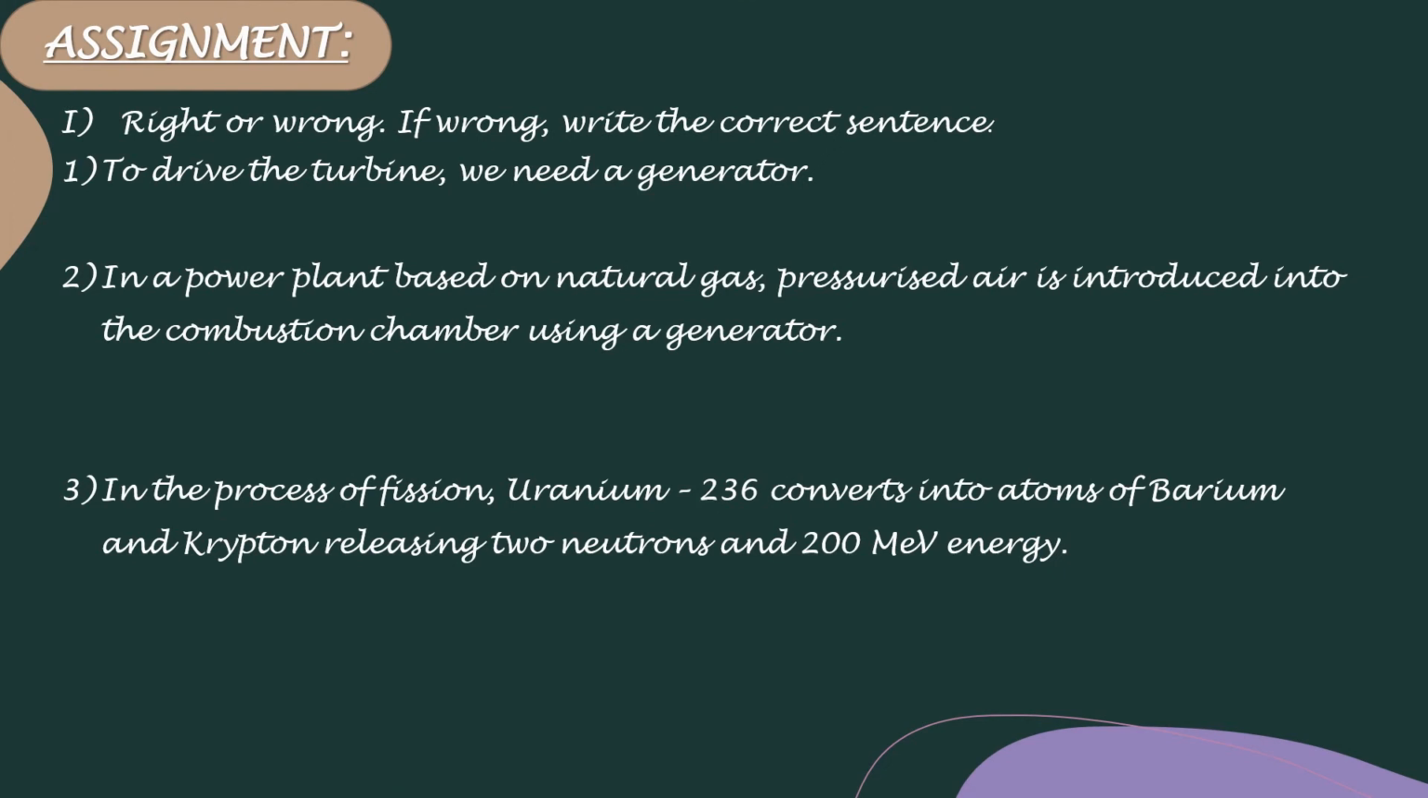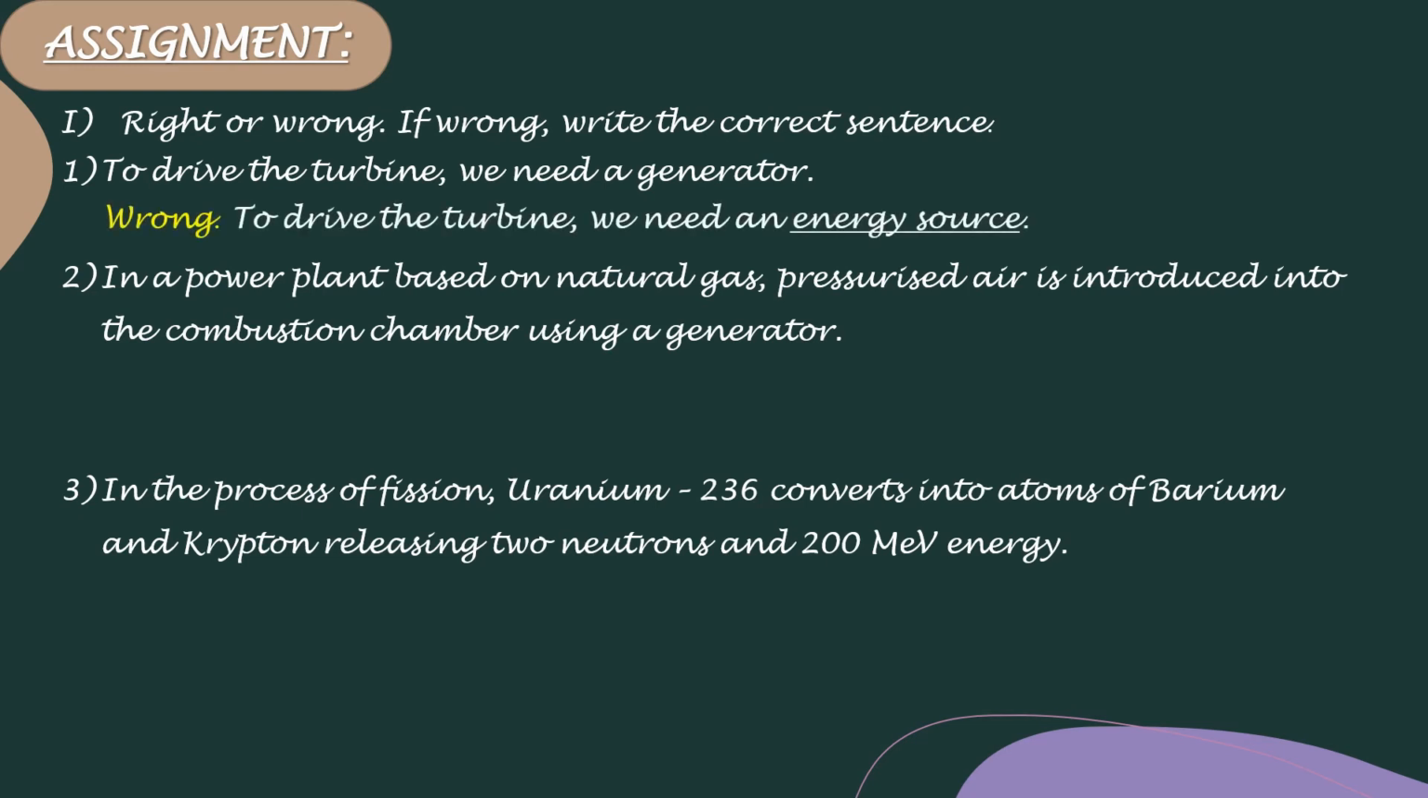Now students, this is an assignment for you all. Say whether it's right or wrong. If the statement is wrong, you have to write the correct sentence. So the first sentence is, to drive the turbine we need a generator. So is it right or wrong? Yes, it's wrong. So the correct sentence is, to drive the turbine we need an energy source.